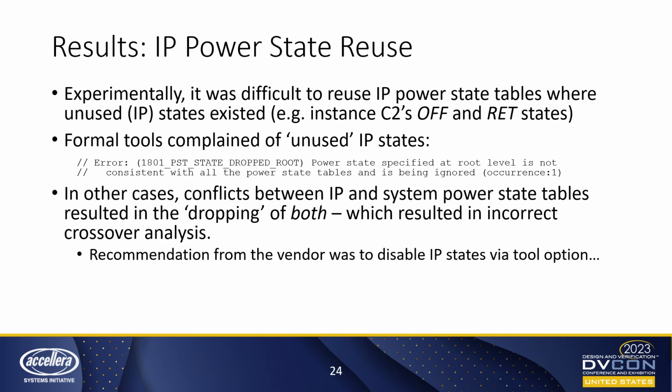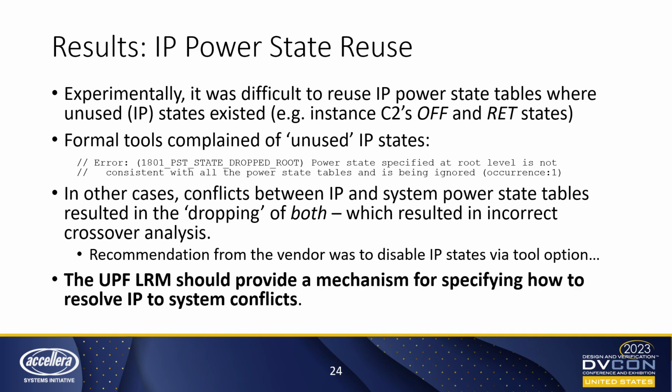In other cases, conflicts between IP and system power states caused both to be dropped, and we found this later when we missed some crossings during analysis. We actually had the vendor recommend disabling IP states via a tool-specific option to prevent this from happening. So we believe the UPF LRM should provide better mechanisms for handling scoped power state conflicts.